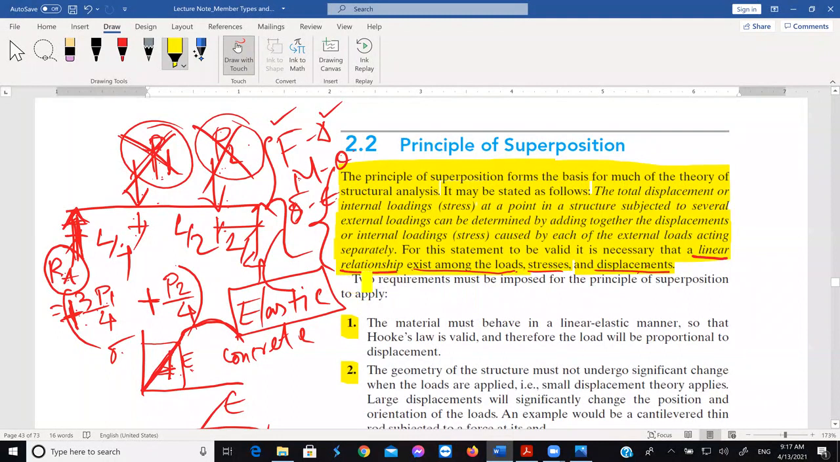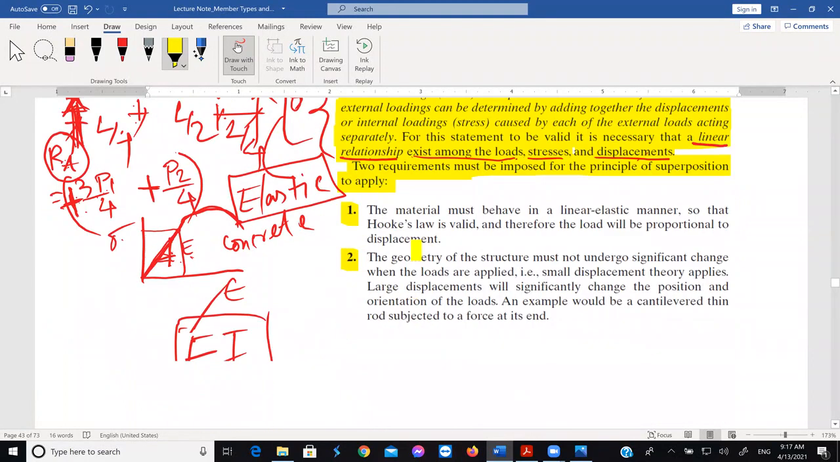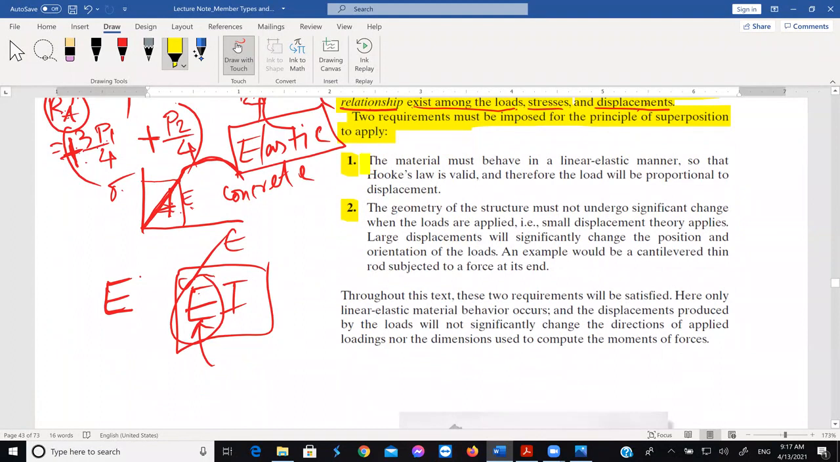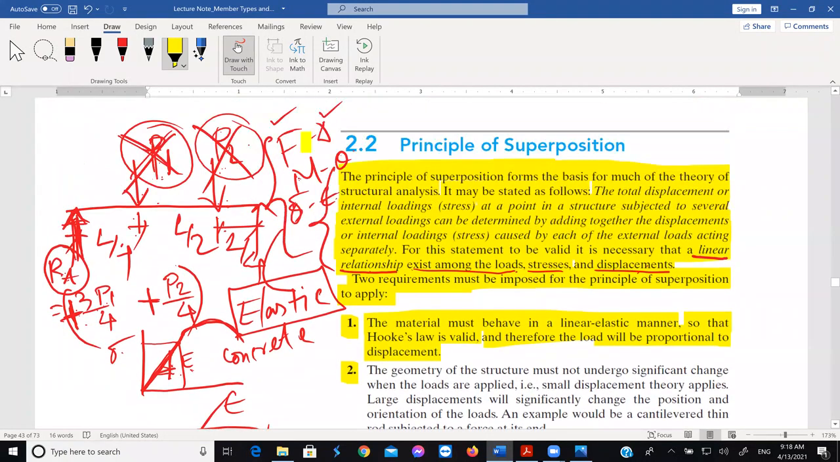To satisfy the limitations, or requirements, two requirements must be imposed for the principle of superposition to apply. If you want to apply this principle, two requirements must be satisfied. What are they? Number one: the material must behave in a linear elastic manner so that Hooke's law is valid, and therefore the load will be proportional to displacement. I think I have discussed this one. If the member is elastic, the displacement under force will be proportional.